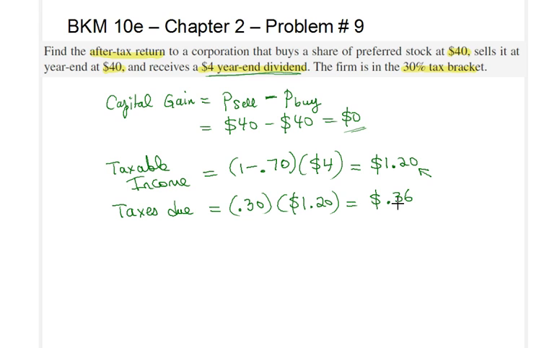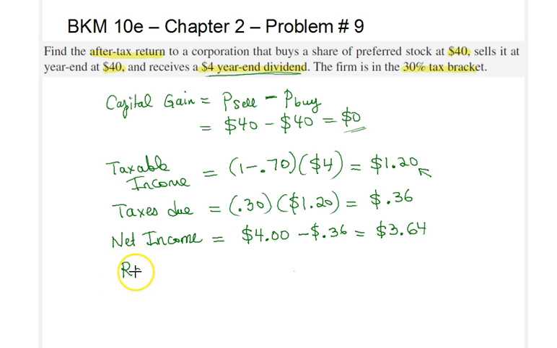So therefore, our after-tax income, or you can say net income, is the $4 revenue, dividend income, minus the tax liability of 36 cents. And that brings us to $3.64 as our net income.